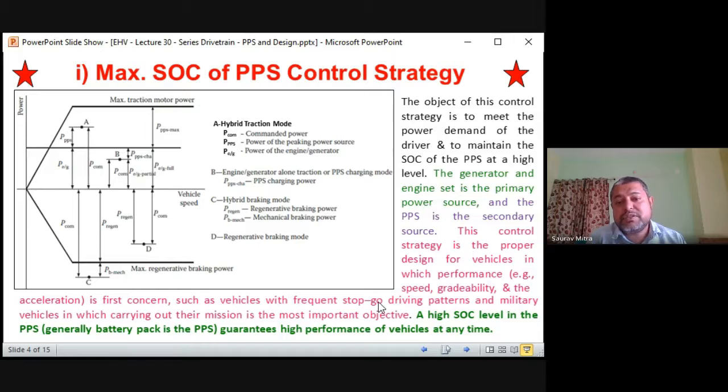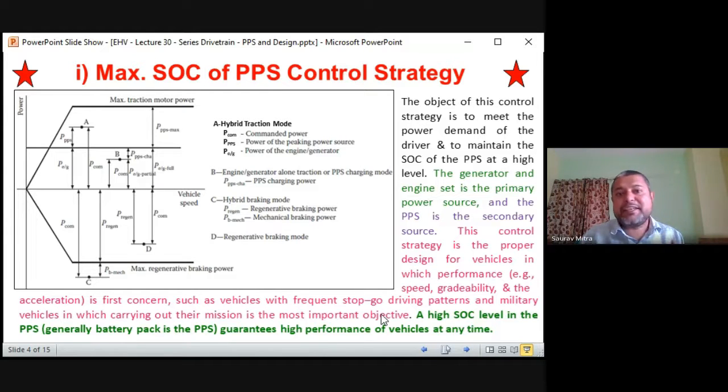Such as vehicles with frequent stop-go, that means whenever the vehicle is passing through the city, start-stop, this kind of thing we have to do. That also is too cumbersome, or is actually creating a pressure on the vehicle. So we should be able to do that stop-go kind of driving through the city as well. So speed, gradability, acceleration, stop-go driving pattern. In a military vehicle, carrying out the mission is the most important objective. So any difficult or any easy situation, everything should be properly tackled by the vehicle.